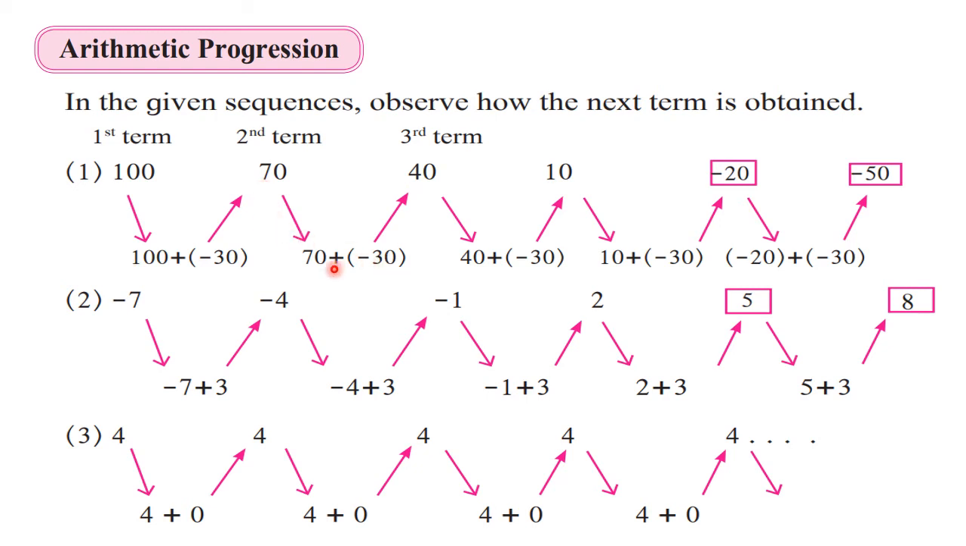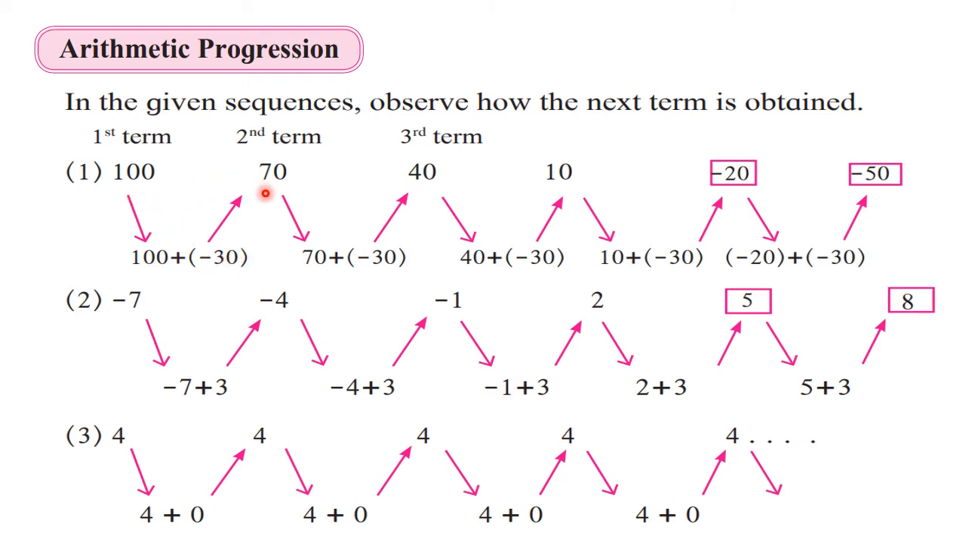When minus 30 is added to 70, we are getting 40. Okay, that means the term which is added, that we are going to think about. Always we will think about addition. So here minus 30 is added to 100, or minus 30 is added to the previous term to get the next term.